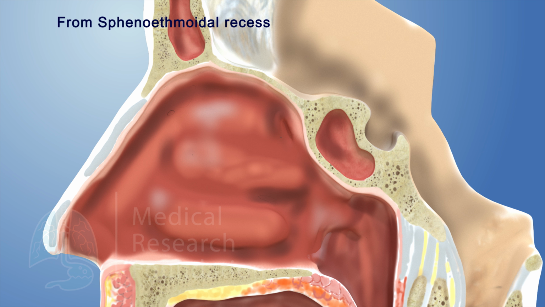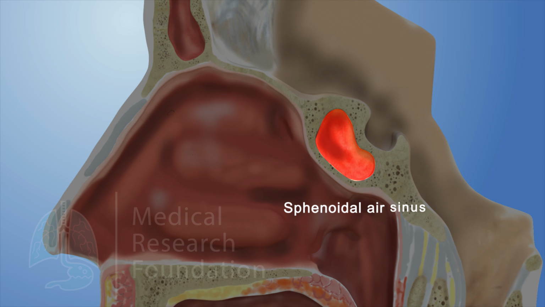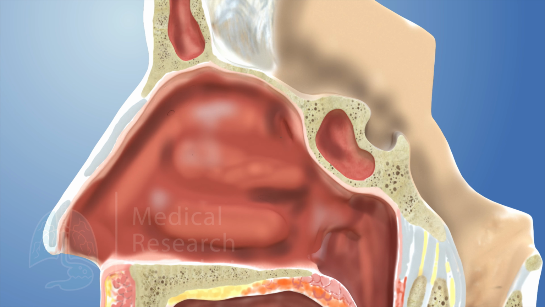From the sphenoethmoidal recess, opening of the sphenoidal air sinus takes place. From the superior meatus, opening of the posterior ethmoidal air sinuses.